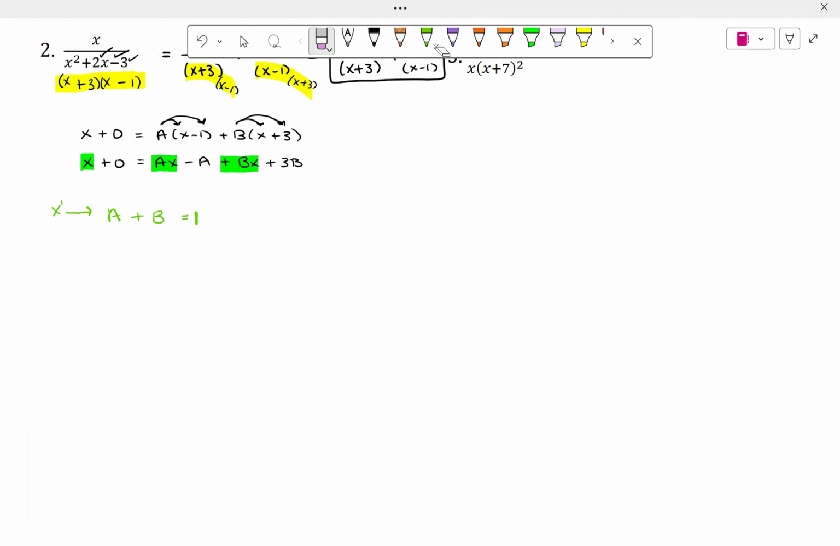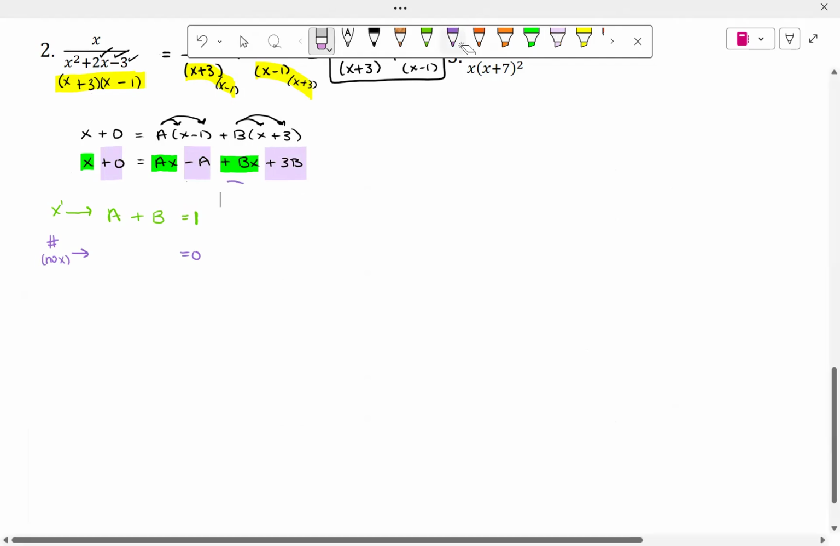Now I'm going to move to my constants. So my constants are the terms that stand alone. There are no x's with them. And so I have a 0 here that's going to record to the right-hand side. So there's an equal 0. And then I have a minus a plus 3b that all needs to be recorded here on the left-hand side in respective columns, minus a plus 3b.